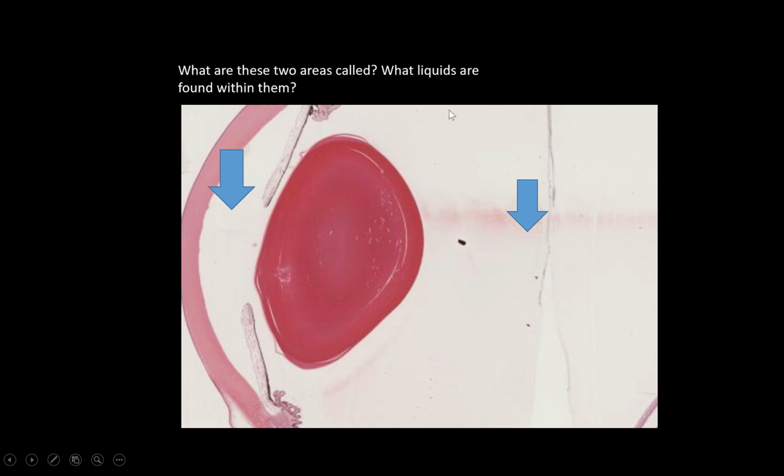So what are these two areas called? This is the eye, hopefully you know that. And what liquids are found within them? This first one right here is going to be in front of the lens, this big area right here. So this is going to be the anterior chamber, right? Anterior meaning before or in front of. So this is the anterior chamber, and what it's going to contain is aqueous humor.